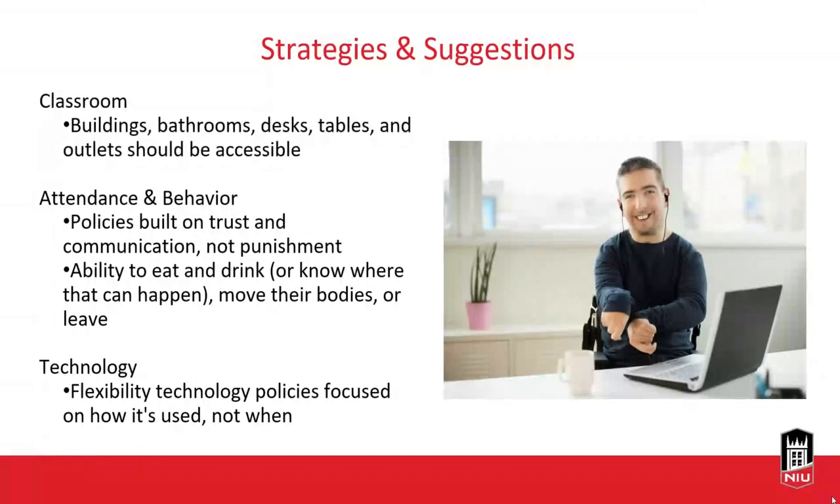So when we're thinking about the classroom, we want to think about buildings, bathrooms, desks, tables, and outlets all being accessible for students. Some of these things are out of our control, and I totally recognize that. But that's something to keep in mind. If you can get an accessible table in your classroom, if a student needs technology and the outlets aren't accessible, you can reach out to building services. You could even talk to the DRC or your department, and they might have something to help you with that. They might have people that can help you get those things that you need in order to make sure that the student can be in your class, do the things that they need to do.